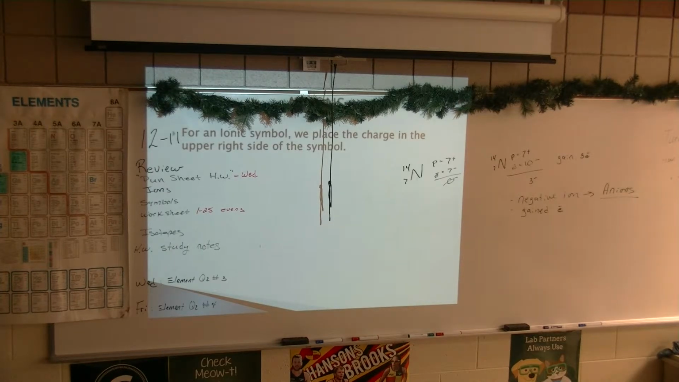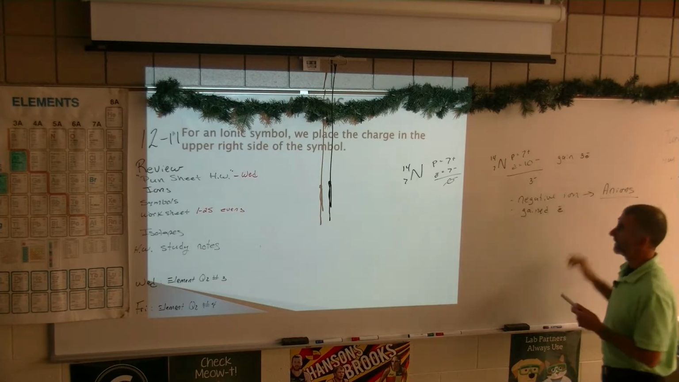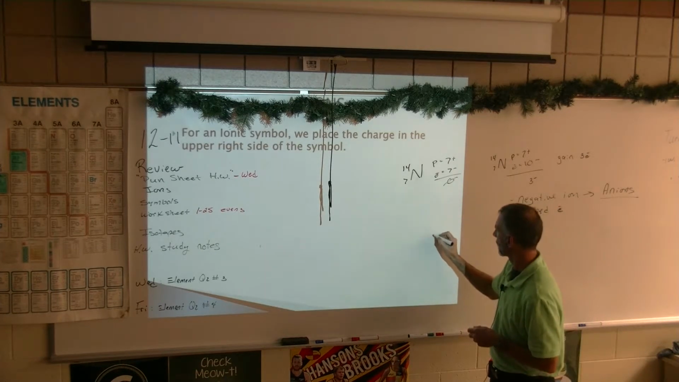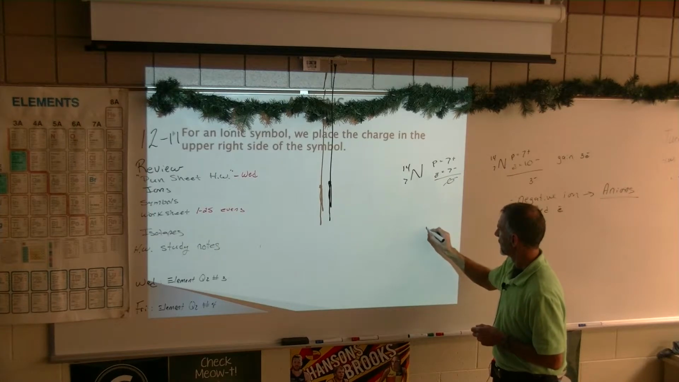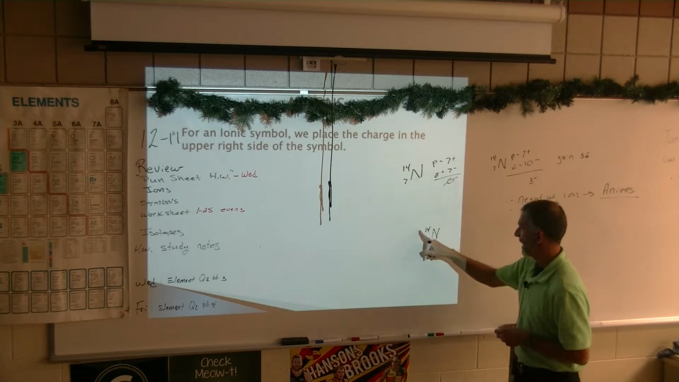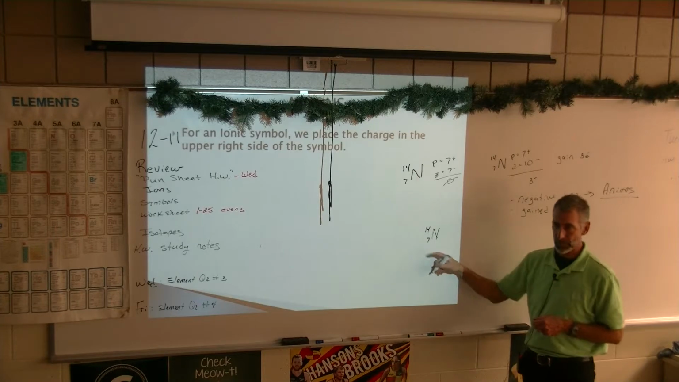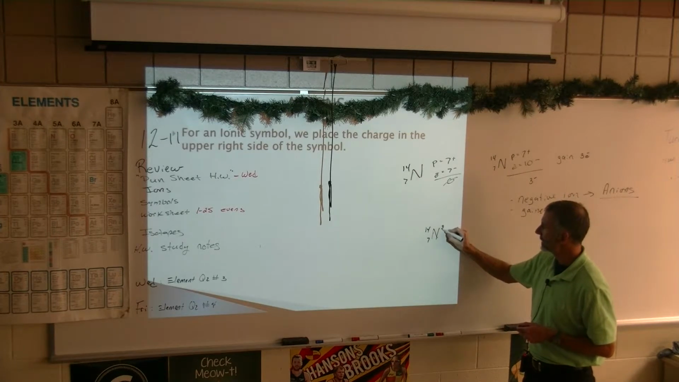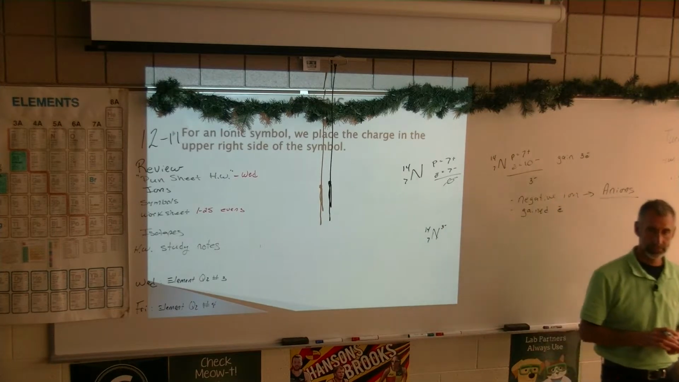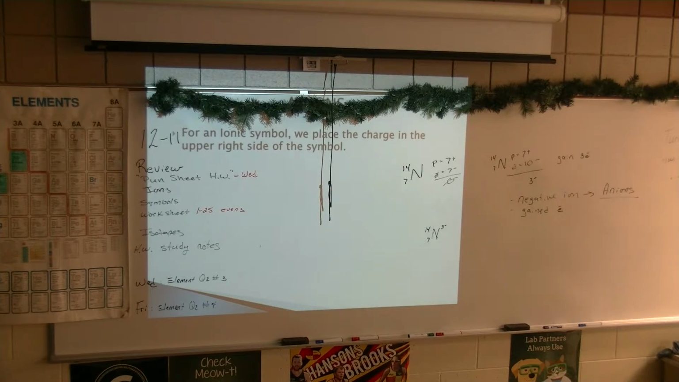So when we write the symbol of an anion, like nitrogen, everything is the same: mass number, atomic number. But now we're going to put the charge on the top right. Now we're going to put the charge on the top right.